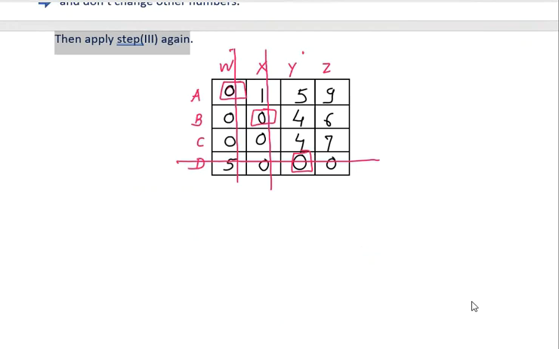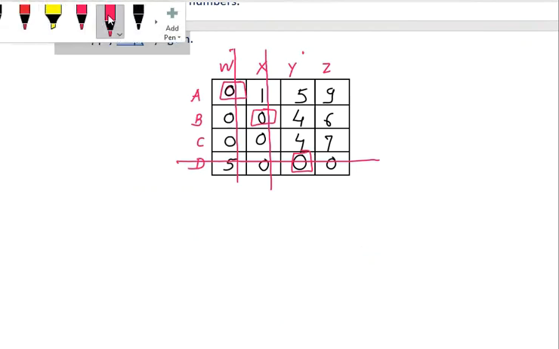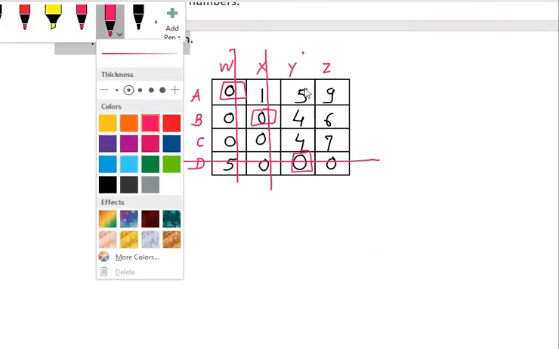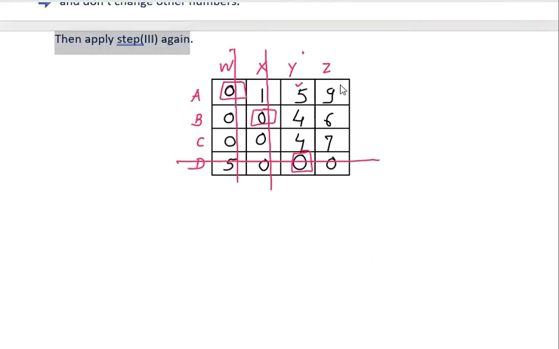Again we have to apply step number 4. For step number 4, we require the smallest uncovered number. Look at the uncovered numbers: 5, 9, 4, 6, 4, 7. So the smallest uncovered number is 4 now in this step.